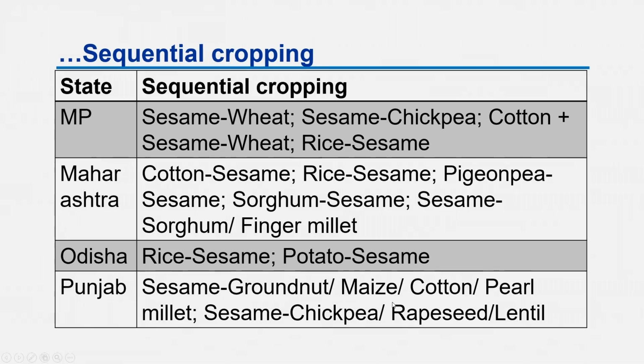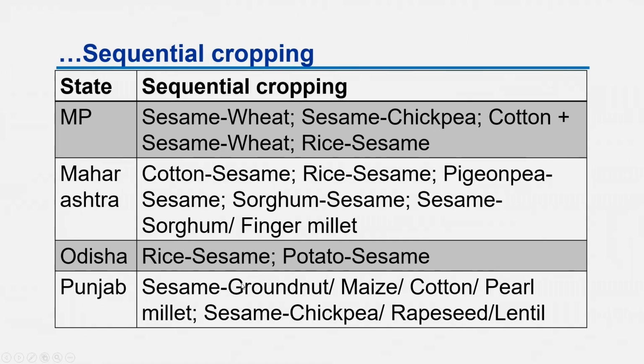Now, see the case of Madhya Pradesh where sesame wheat is there. So, sesame in Kharif and wheat in Rabi, then sesame chickpea, cotton plus sesame, then wheat and rice sesame. In Maharashtra, you can see cotton sesame. So, cotton in Kharif and sesame in Rabi, and rice sesame, pigeon pea sesame, sorghum sesame and then sesame sorghum. So, here also in Maharashtra it is basically cultivated during Kharif season, but it is also cultivated in Rabi season.